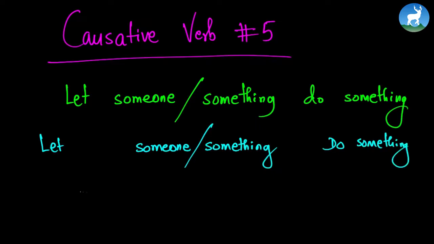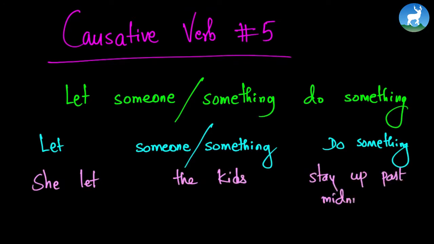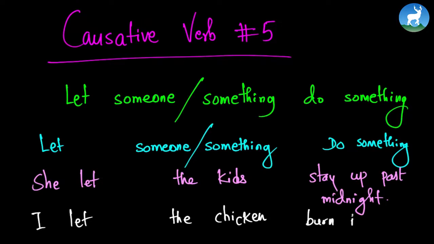So let me write some examples. She let the kids, she let the kids what? She let the kids stay up past midnight. Let me write one more example. I let the chicken burn in the oven. Burn in the oven, right?